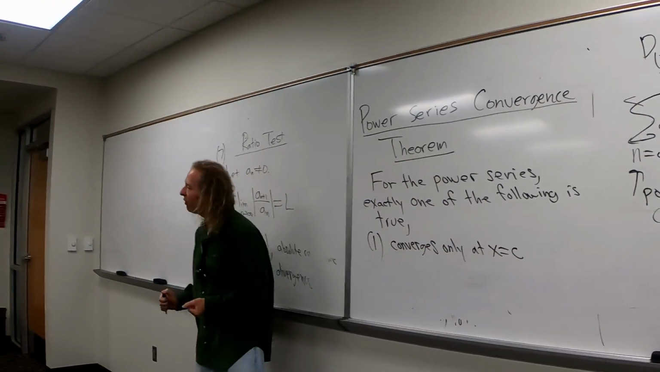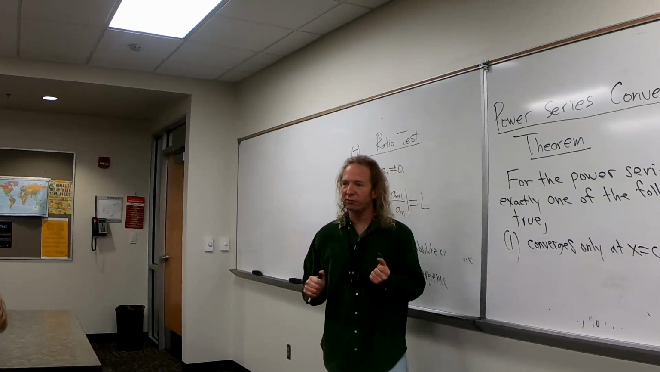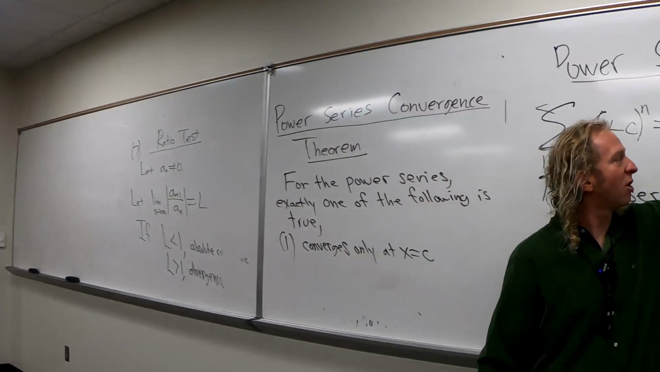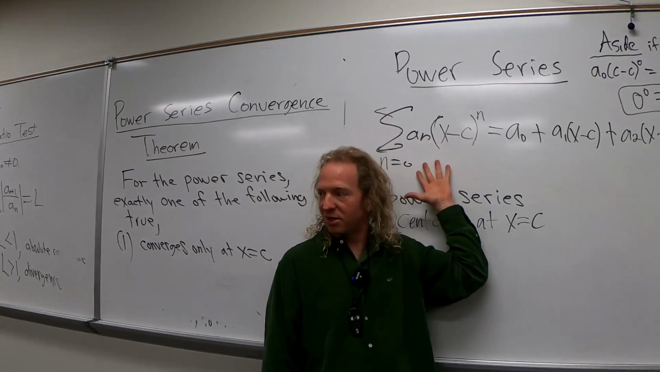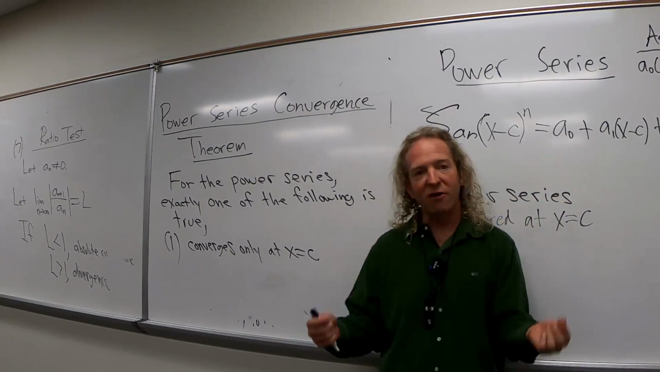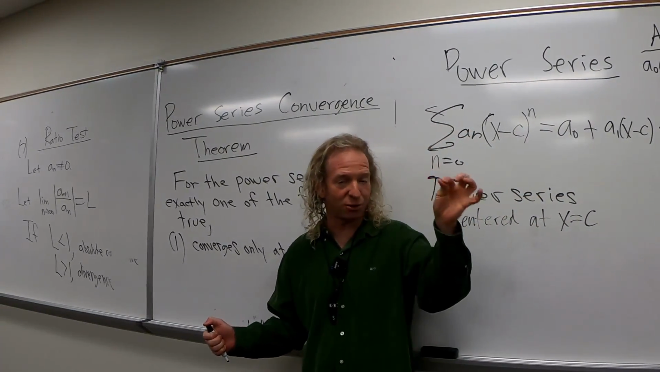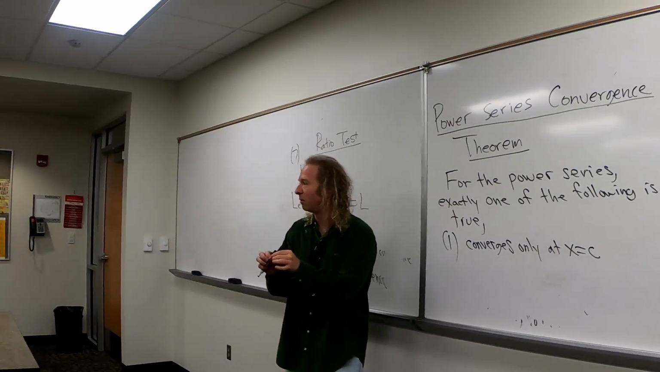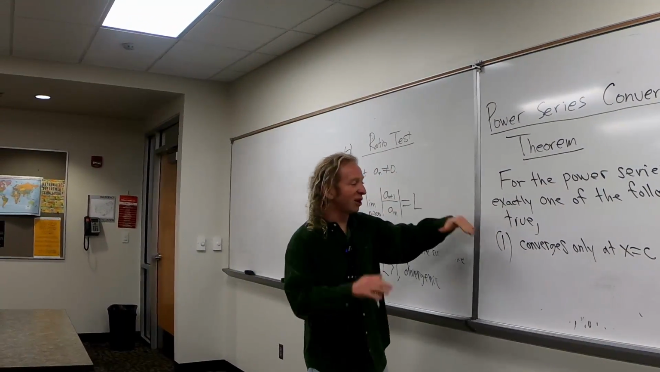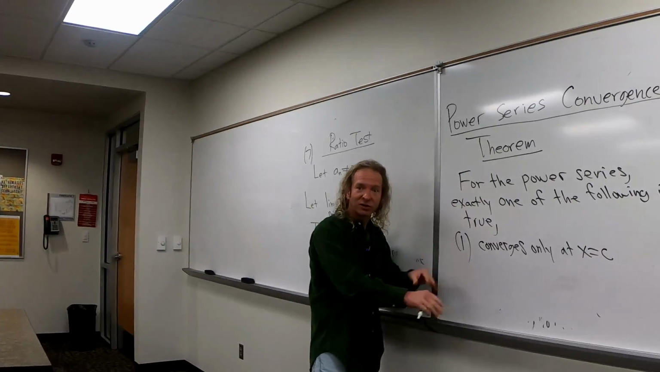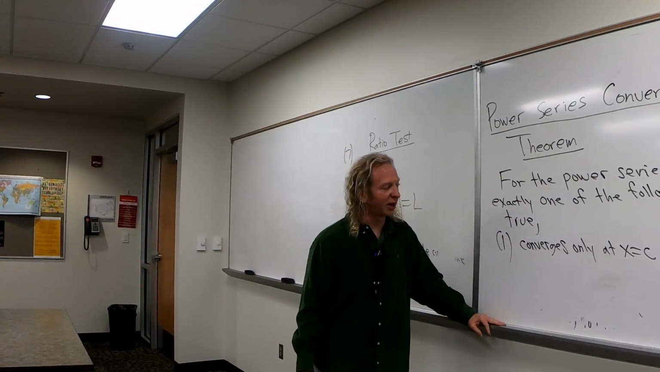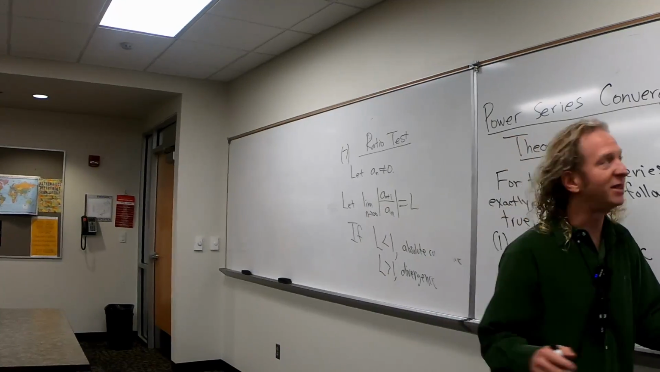Again, it should be noted that every power series in the history of the world will converge at c. Why? Because if you plug in c, all of these terms go away, and you just get a sub 0, so the series is equal to a number, so it converges. So every single power series converges at its center, no matter what. You could just make one up, and it'll converge at that single number. So this is saying it converges only there and nowhere else. That's the first condition.